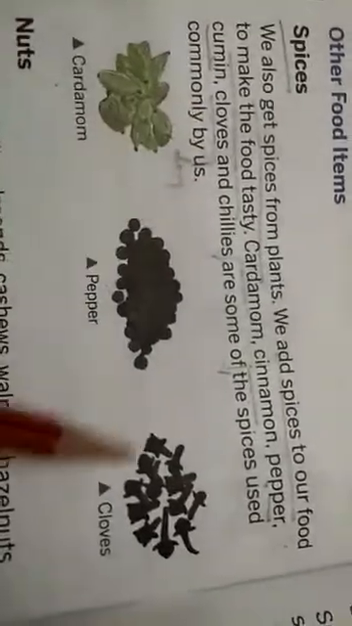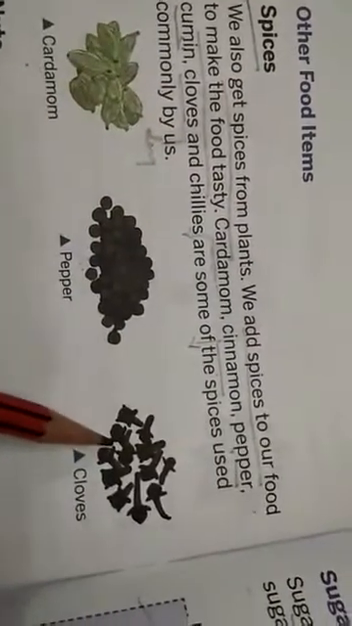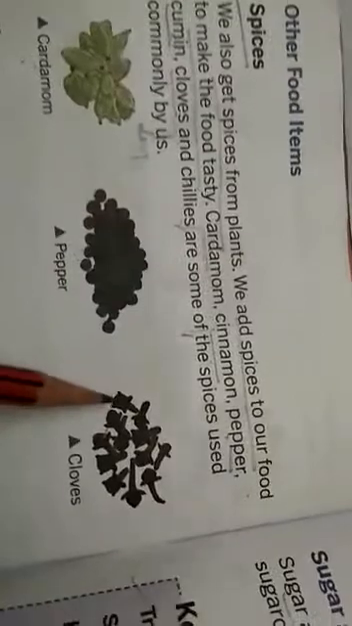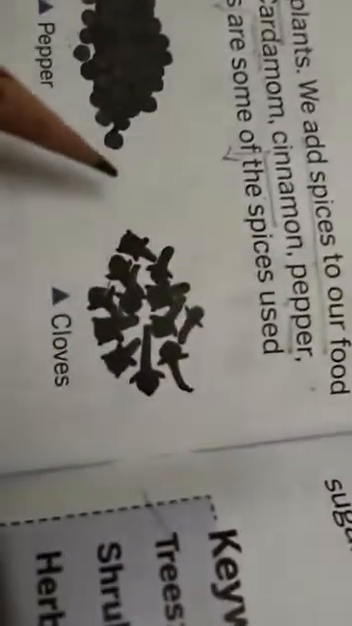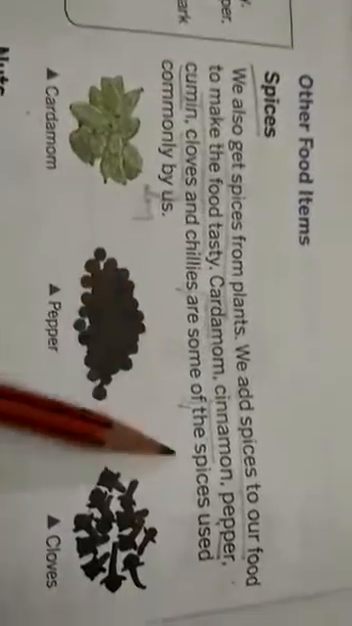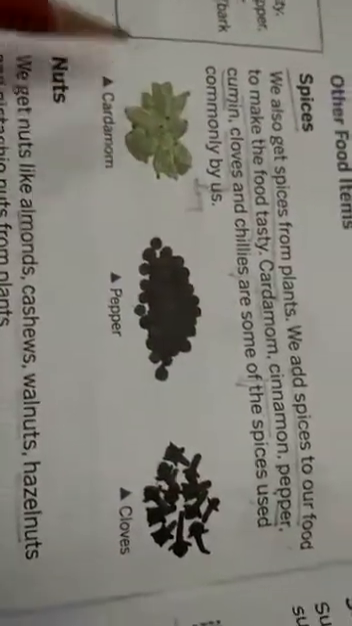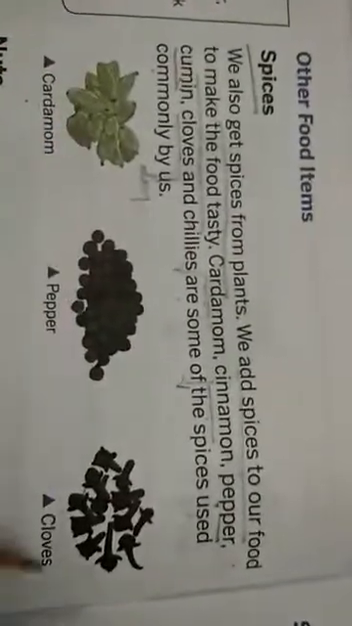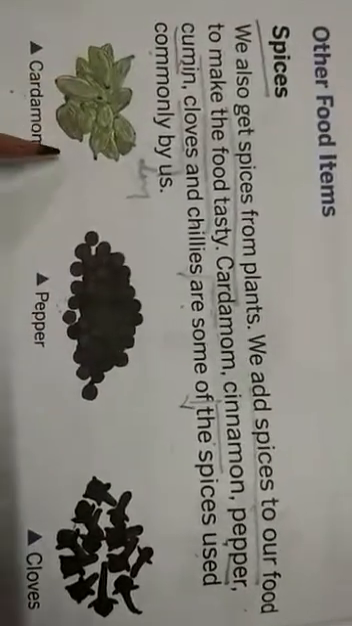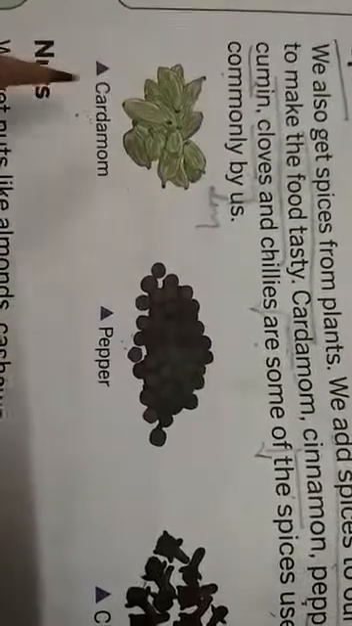Long. It's a black kind of spice, known as long, which at times in winter we make tea with, or keep in our mouth so that we remain warm and don't cough. And chilies are some of the spices used commonly by us. So all these are spices. We add these to give flavor in our food.